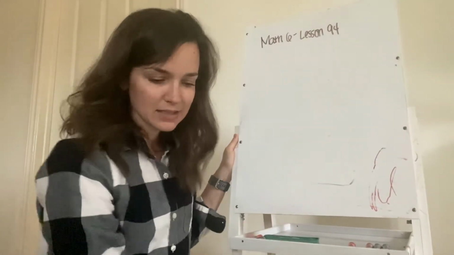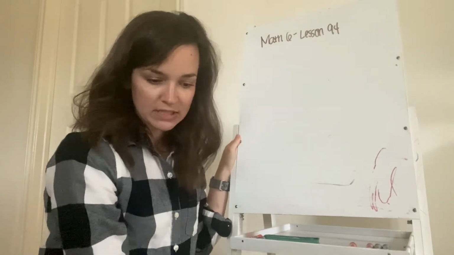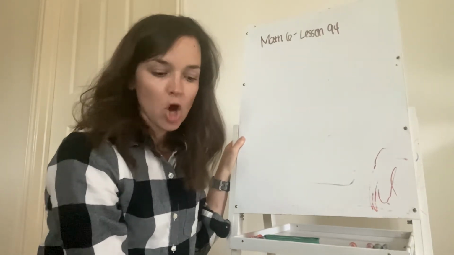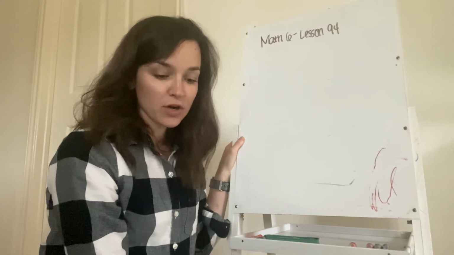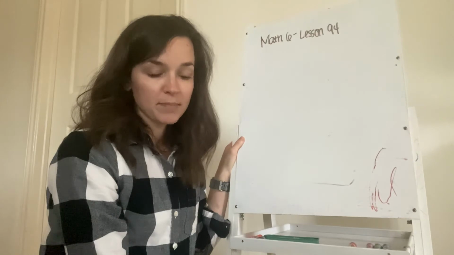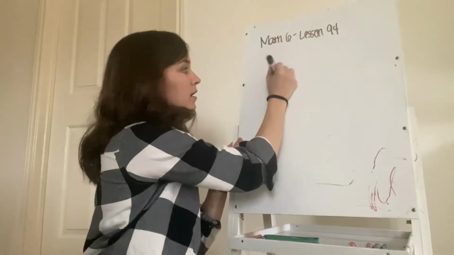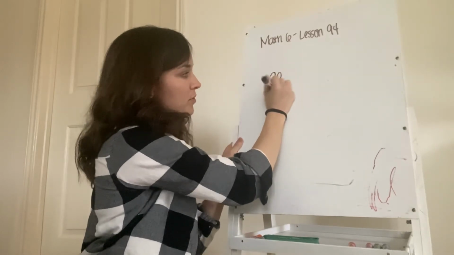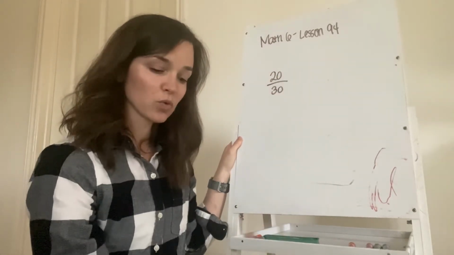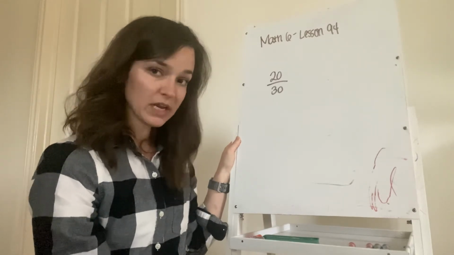So the last example is a word problem. So we're going to look at the word problem and how we set that up. The word problem says 20 of the 30 people on the bus were reading. What percent of people on the bus were reading? So let's break that down. 20 of the 30 people on the bus were reading. We want to know what percent of people on the bus were reading.